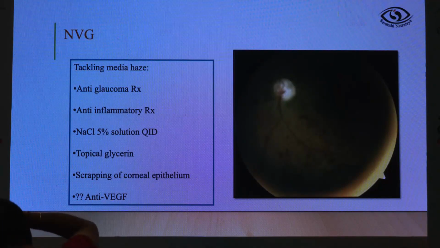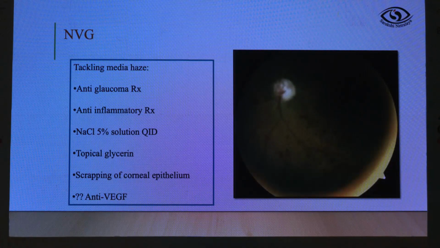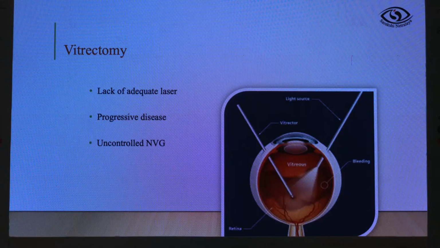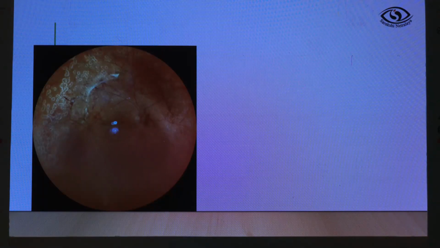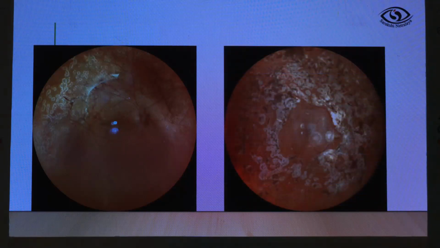In cases of neovascular glaucoma, first reduce the pressure and the media haze by the use of steroids and anti-glaucoma medications. Anti-VEGFs, we still don't know whether they help or not, or whether we should adopt this method or not. In case by any of the methods it is not possible to complete the laser, or the disease is progressing, or the neovascular glaucoma is uncontrolled, we should always opt for vitrectomy in such cases. So this was the case. Laser was done. In the superior temporal arcade, there was minimal traction, but non-resolving vitreous hemorrhage. So after doing the vitrectomy, you can complete the laser on table also.